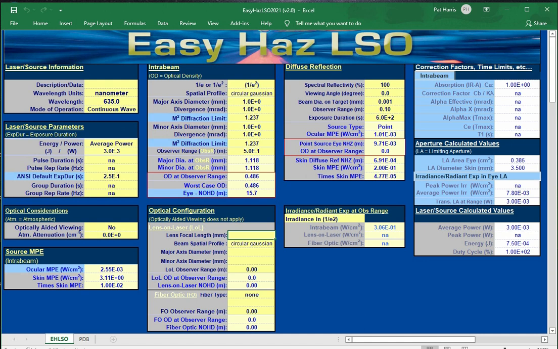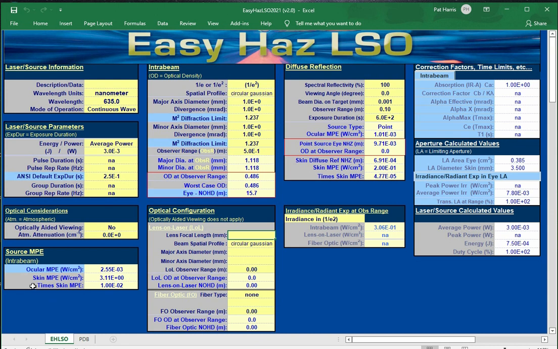Realistically, how it does it, it takes this irradiance, divides it by this MPE, and takes the common log of it, and that's how you get the OD value. Okay? So I think you've already figured out the MPE is reported here. Here is the MPE for the skin. You'll notice it's a lot less restrictive. It's 3.11 watts per square centimeter.